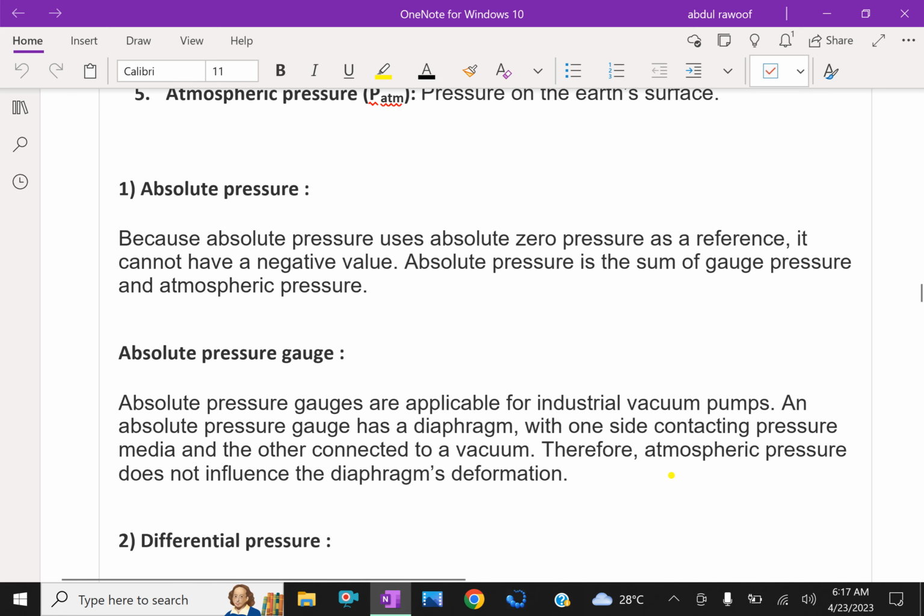First, absolute pressure. Because the absolute pressure uses absolute zero pressure as a reference, it cannot have a negative value. Absolute pressure is the sum of gauge pressure and atmospheric pressure. Absolute pressure gauges are applicable for industrial vacuum pumps, and an absolute pressure gauge has a diaphragm with one side in contact with the pressure media and the other connected to a vacuum. Therefore, atmospheric pressure does not influence the diaphragm deformation.